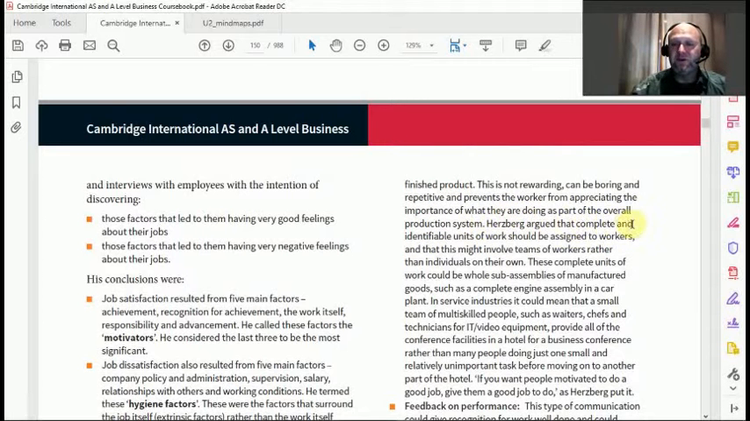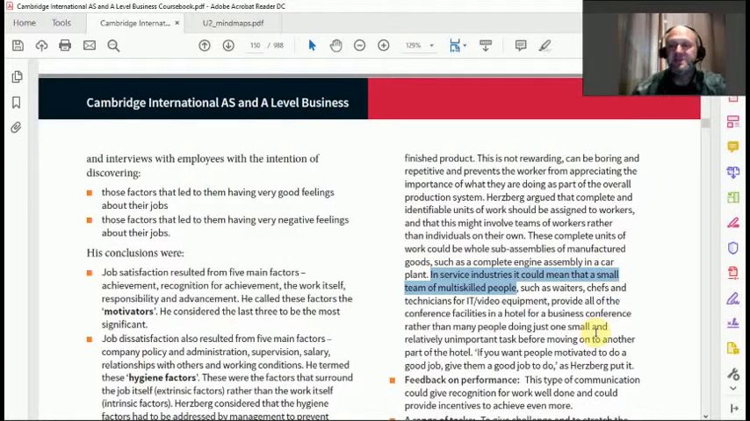Herzberg argued that complete and identifiable units of work should be assigned to workers, and that this might involve teams of workers rather than individual workers. The completion of units of work could be whole sub-assemblies of manufactured goods, such as a complete engine assembly line in a car plant. In service industries, it could be a small team of multi-skilled people, such as waiters, chefs, and technicians for IT video equipment.